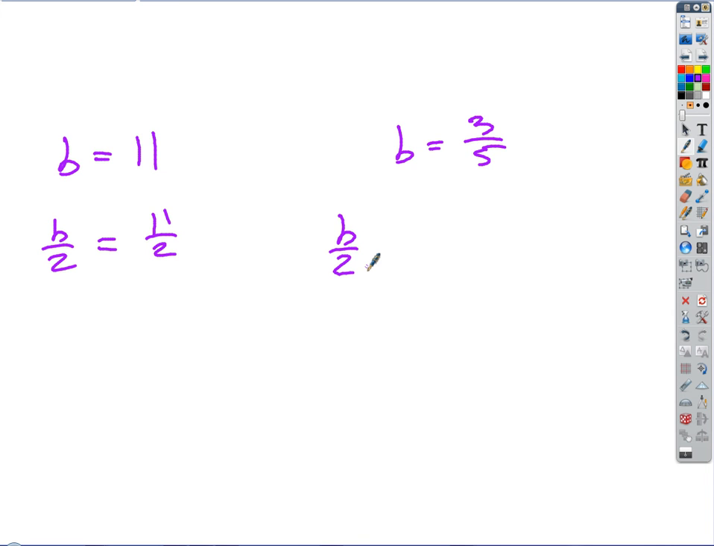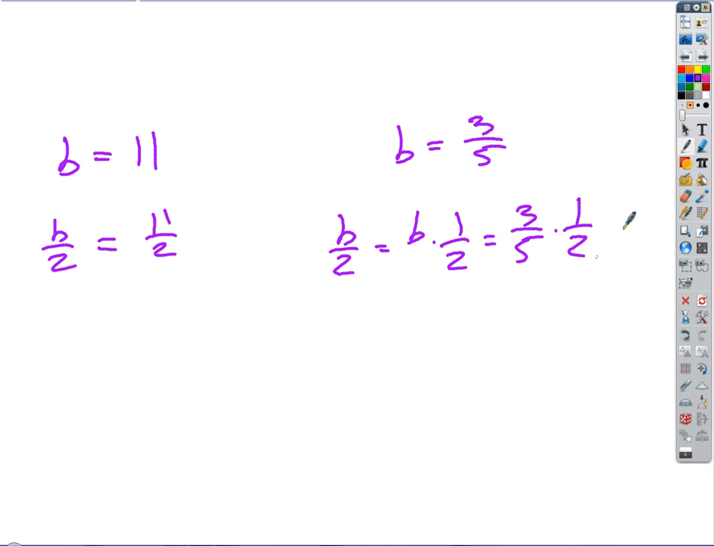Well, we don't have to. It's easier than that. Remember, dividing by 2 is the same thing as multiplying by 1/2, isn't it? What do you think? It's 3/10, isn't it? Because it's just going to be the same thing as b times 1/2, which is 3/5 times 1/2. And multiplying fractions is easier than adding.